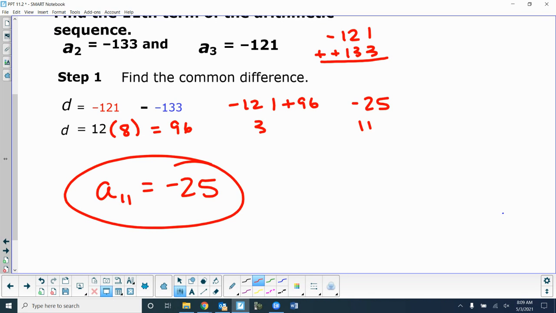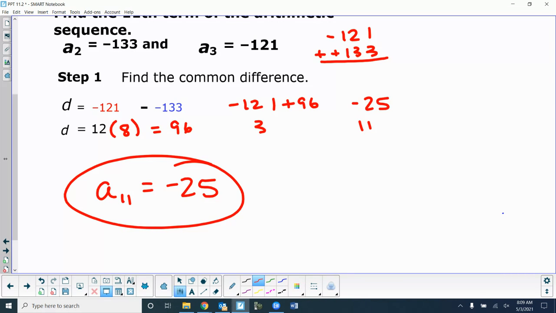So, that was easier because they were right next to each other, the second and the third term. It's getting bigger by 12 each time. So I have to go 8 spots to get from the third spot to the 11th spot. So I multiplied 12 times 8 to get to 96 and added that. So far, so good?